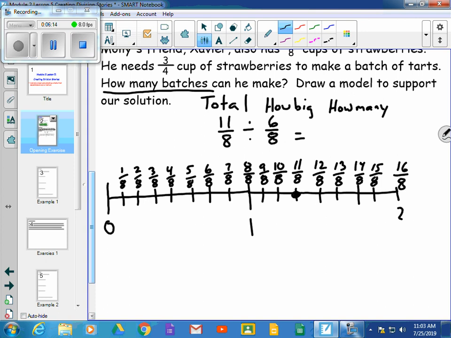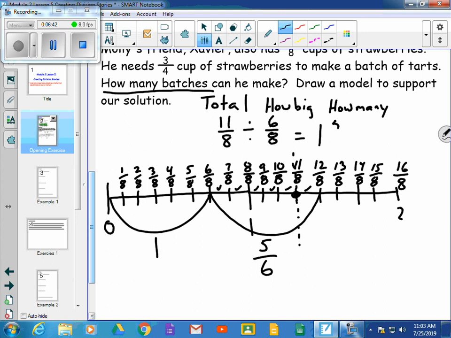Finally, I'm going to put them into groups of 6/8. So there's 6 of them, and then there's another 6. I've got one full group here. Notice I stop right there. There's the total that I had. I've only got 1, 2, 3, 4, 5 out of the 6. That tells me I'm at 5/6, which is my answer. Xavier can make 1 and 5/6 batches of tarts.